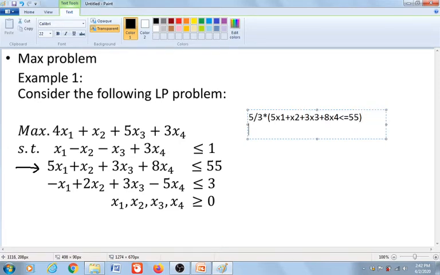So what we're going to have is 25 over 3 x1 plus 5 over 3 x2 plus 5x3 plus 40 over 3 x4, and that should be less than or equal to 275 over 3.